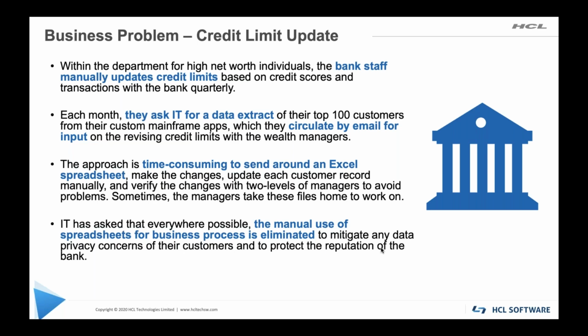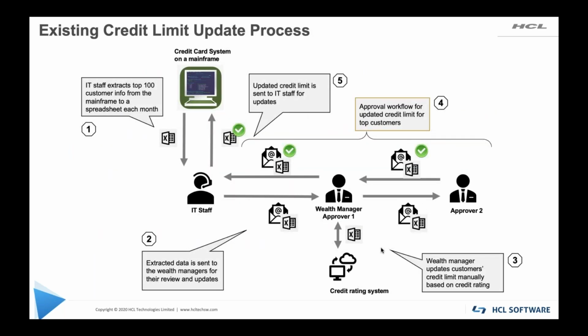The Wealth Manager reviews the data and makes the adjustment. The adjusted data is sent for approval via email. Once the adjustments are approved, an IT staff member updates the records in the core banking system on the mainframe platform using the Greenscreen interface. The bank recognized this scenario requires a business process update because IT has been instructed to eliminate the manual use of spreadsheets to mitigate any data privacy concerns of their customers and to protect the reputation of the bank.